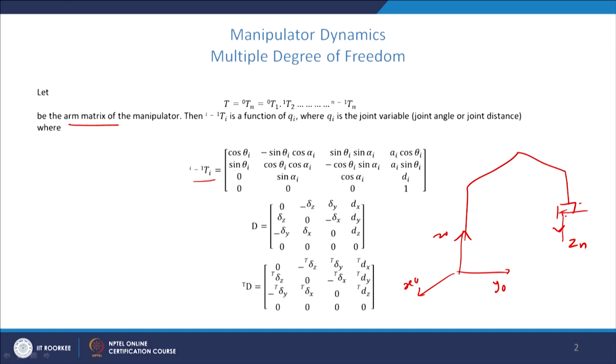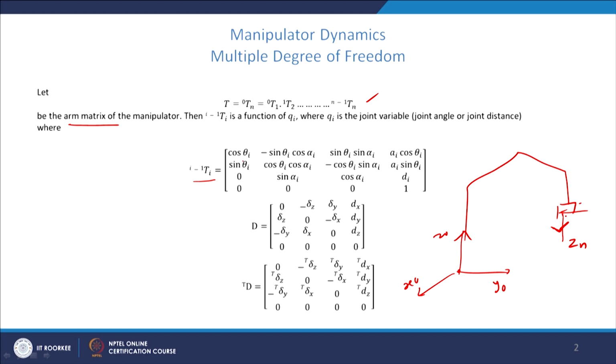if you consider the 0th frame as x0, y0, z0, that is the base coordinate frame, and xn, yn, zn is the end effector coordinate frame, then 0Tn represents the tool frame, the end effector frame, with respect to the base frame, given by this. It is already known from the DH algorithm that (i-1)Ti can be written like this.